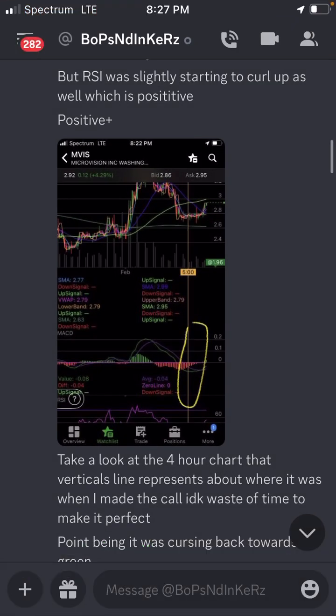If you take a look at the 4-hour chart, the vertical lines represent about where it was when I made the call. I don't know, it's a waste of time to make it perfect. Point being, it was curling back towards green.